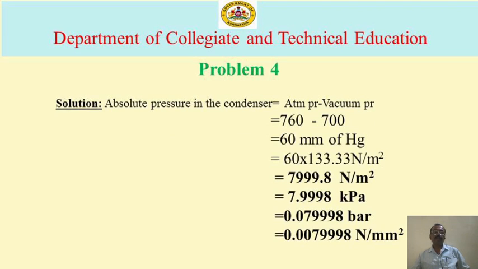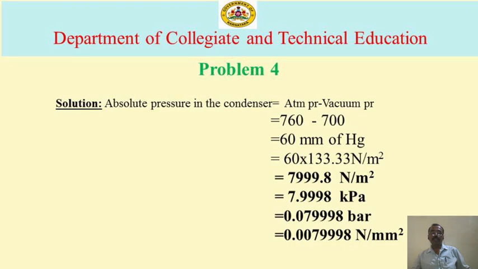Solution. Absolute pressure in the condenser is equal to atmospheric pressure minus vacuum pressure, that is equal to 760 minus 700, that is equal to 60 millimeter of Hg. So 1 millimeter of Hg is equal to 133.33 Newton per meter square. Therefore, it is multiplied by 60. That is equal to 7999.8 Newton per meter square.